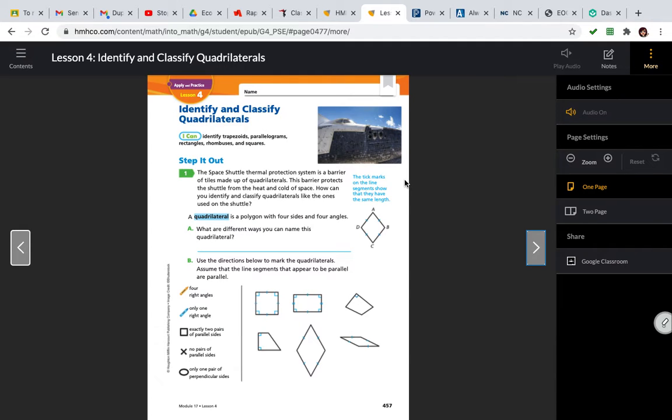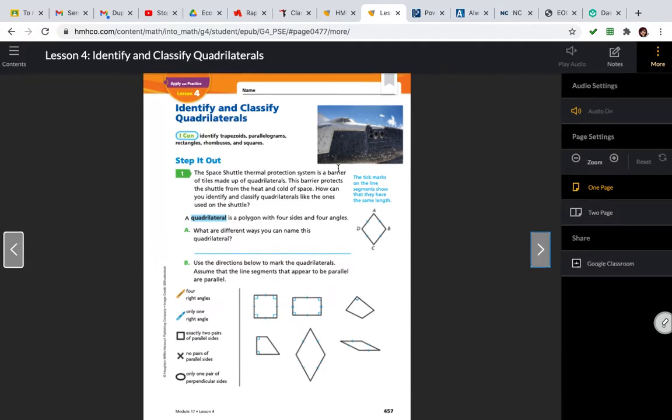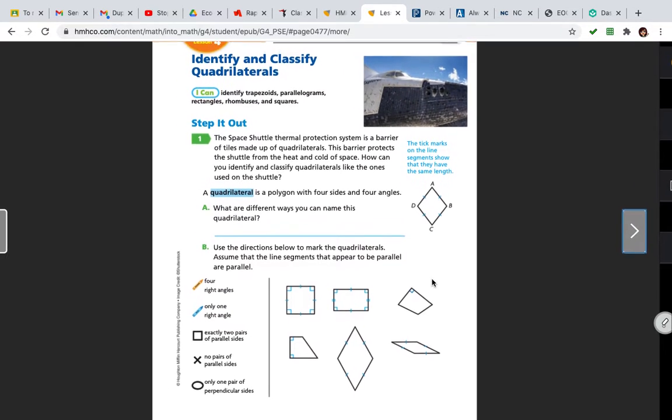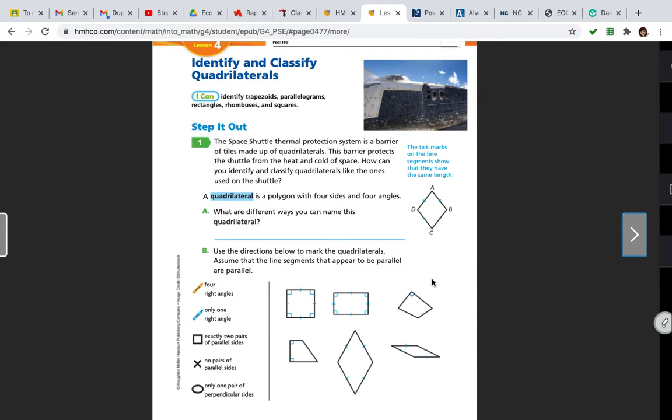Class, today we're on Module 17, Lesson 4, Identify and Classify Quadrilaterals. And a quadrilateral is a four-sided shape. Today we're going to be able to identify trapezoids, parallelograms, rectangles, rhombuses, and squares.